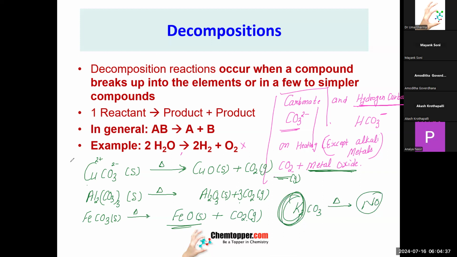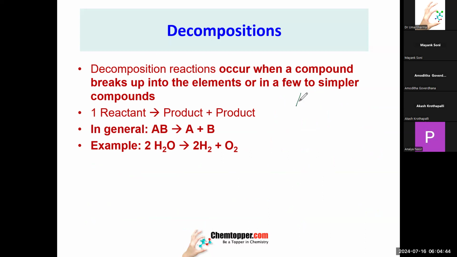Okay, this is one example. Carbonates, one example. So please write down these examples. Then second is hydrogen carbonates. In fact, all hydrogen carbonates, all of them, they undergo decomposition, all of them. Like if I give you NaHCO3, sodium is a very reactive metal. This compound should be stable. But here the product will be slightly different. You will get sodium carbonate in this case.